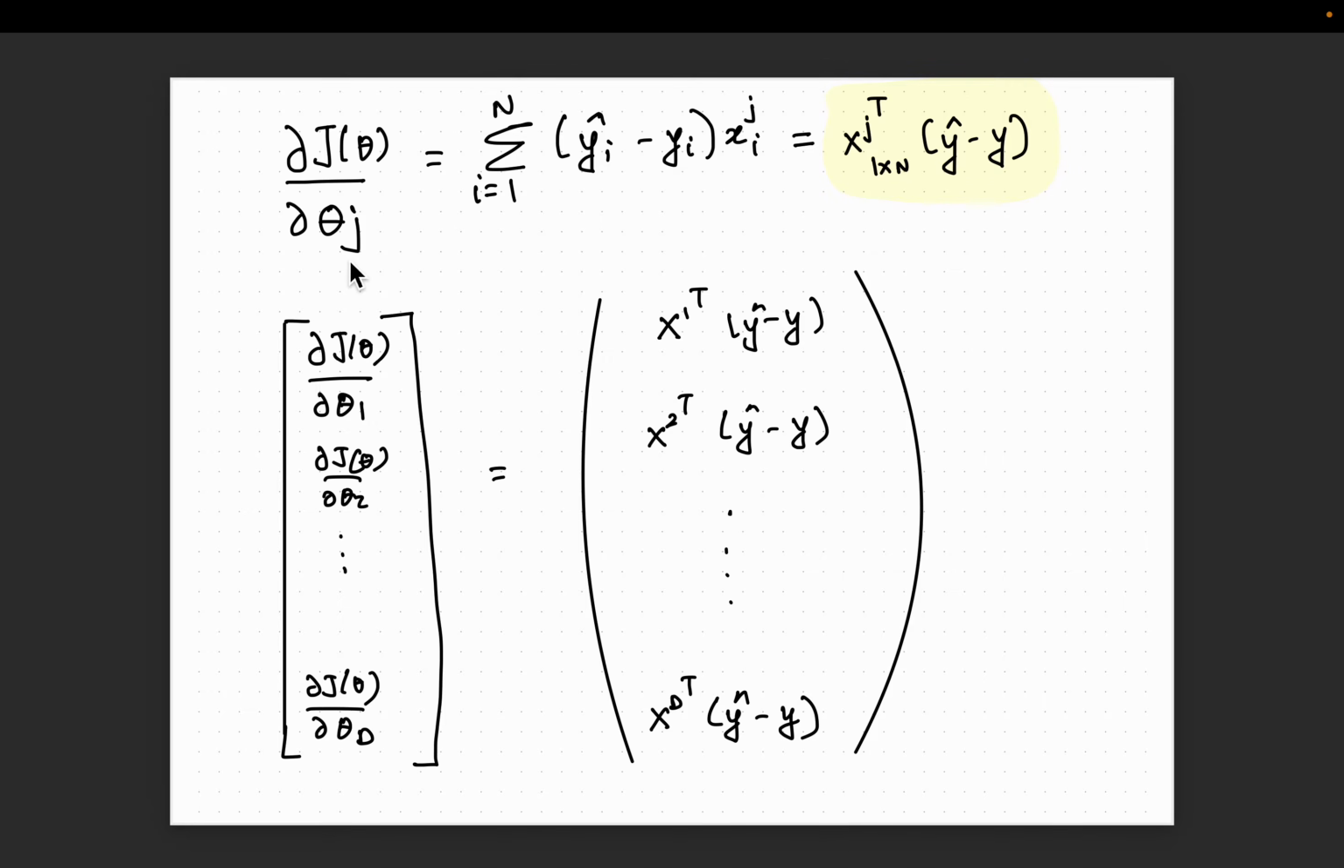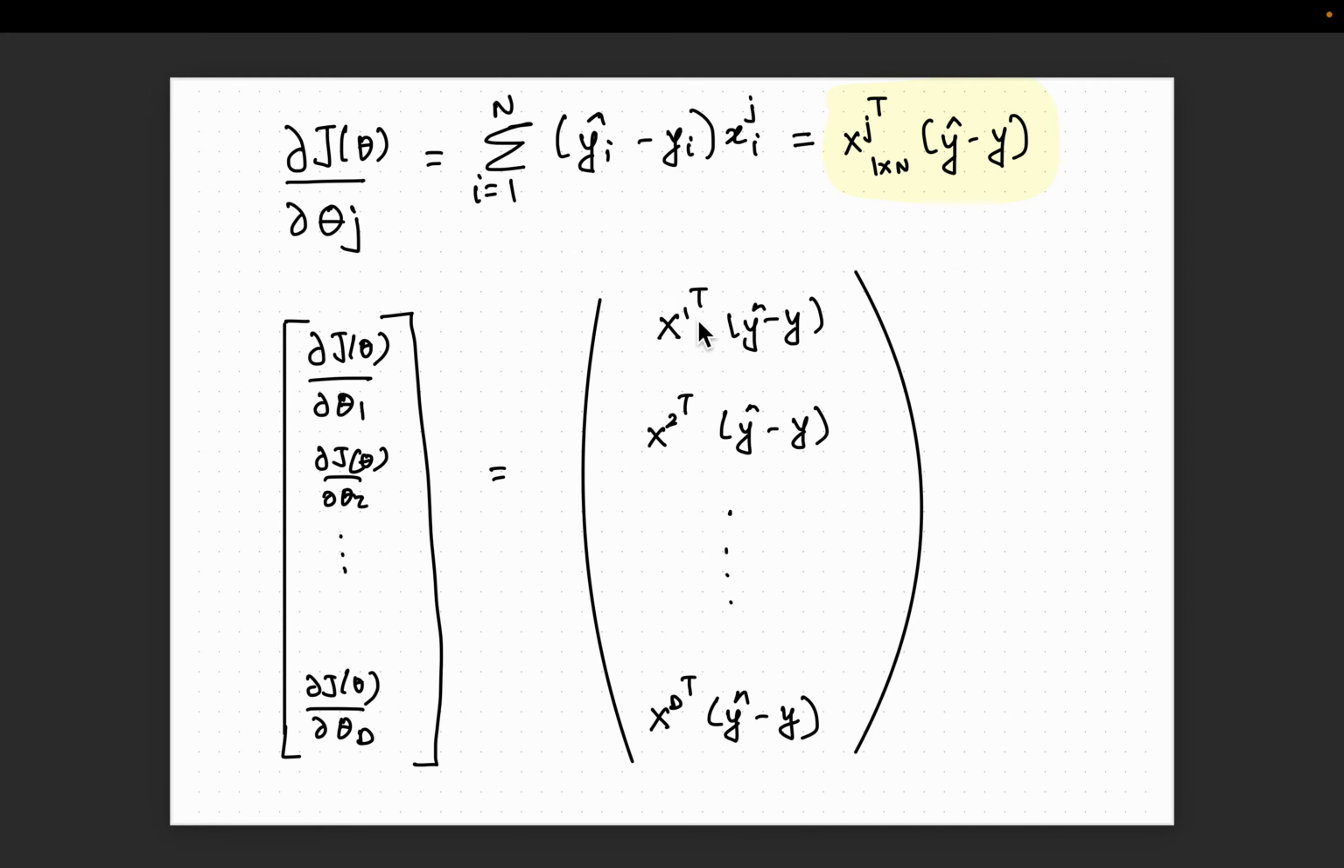Now whenever we try to write this expression, one simple way to find out the answer is to just write down the entire vector by stacking up the different rows. The first element of this vector is del J theta with respect to del theta 1, and finally del J theta with respect to theta d. If we write it in this way, we write down the respective scalars on the right hand side.